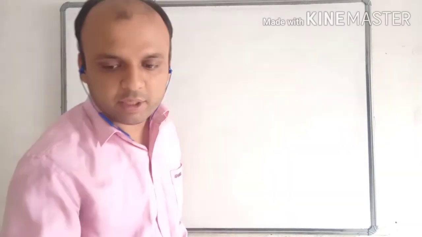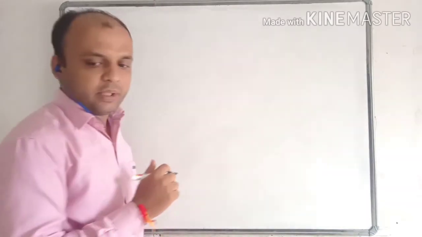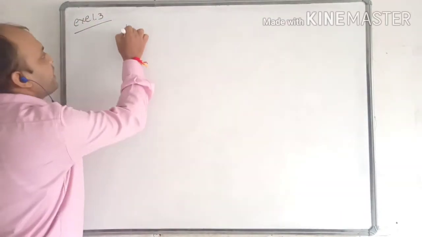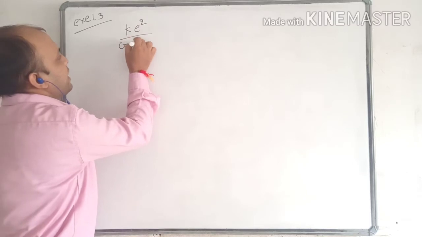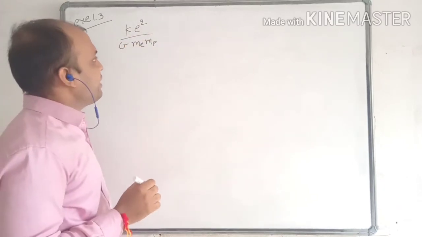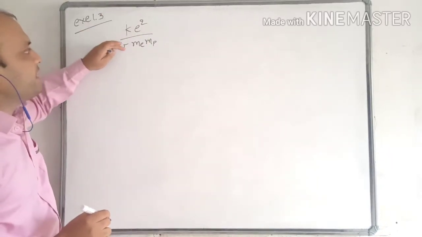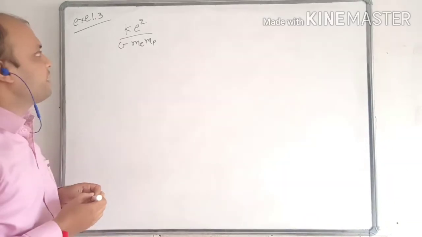First, exercise 1.3. In this exercise, students, we have to find the dimension of a given ratio, and the given ratio is k e square upon G me mp. We have to find the dimension of this ratio.